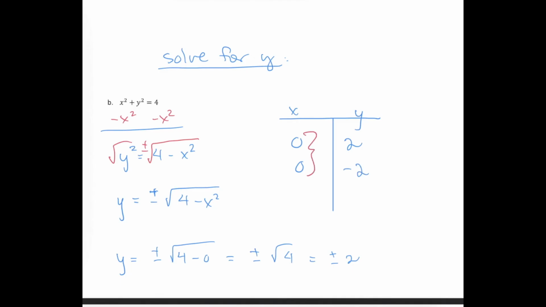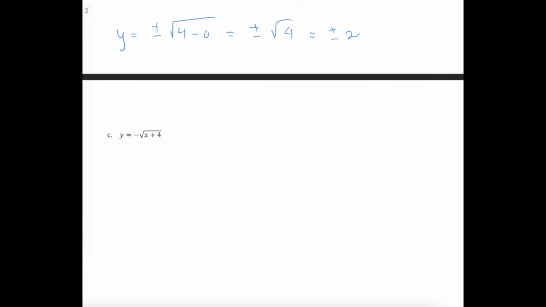And that's actually enough for me to see that the input 0 is going to generate two different outputs, and that's going to violate the definition of a function, and so this one is not a function. So again, we want to have our equation solved for y in order to get a table of values to see whether or not each x value is generating more than one y value. Now, here we have a radical again, but this time it's only the negative radical. We don't have a plus or minus like we did in the previous example.